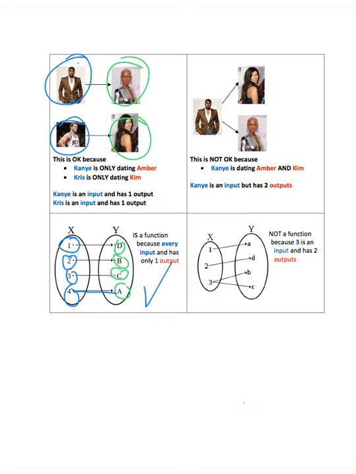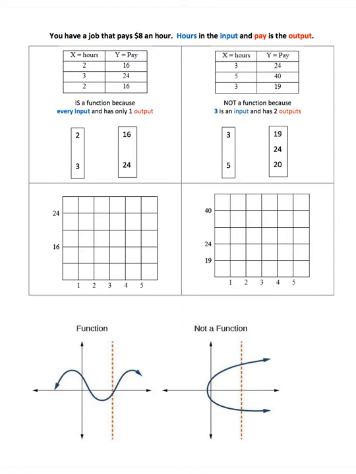But in the second case here, you have an input, Kanye, who has two different outputs. That is not okay. So that is not a function. In math, it looks like this. You have a 3 that is dating both the B and the C. That's two outputs. That is not a function.